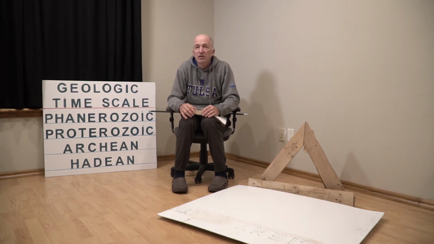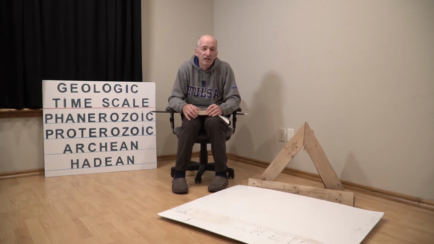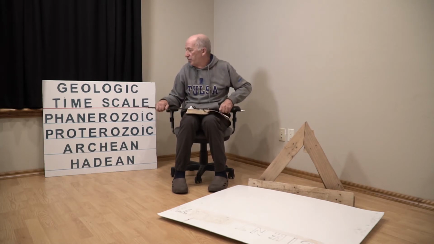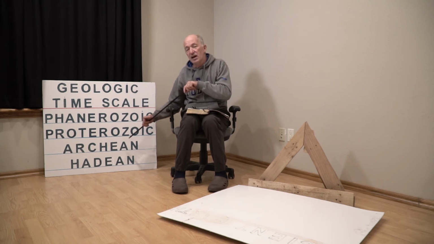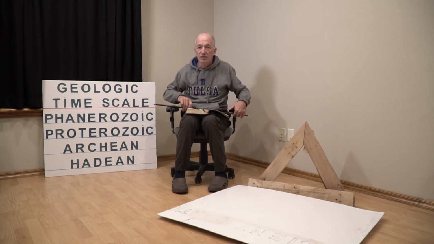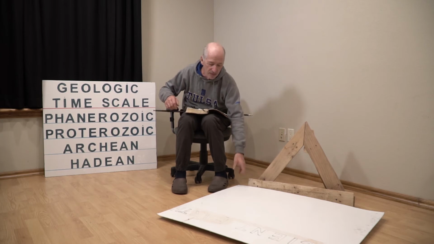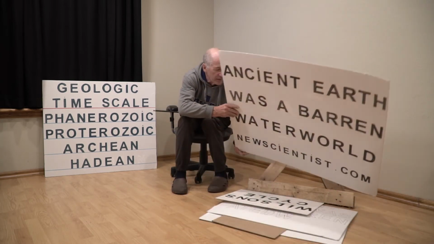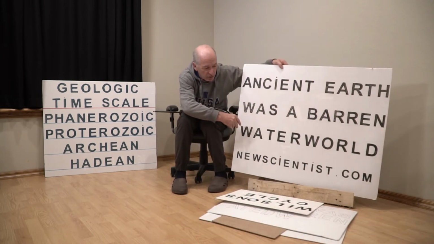And the initial geophysical estimations of how long it would take for an accreted planet the size of Earth to cool down sets the boundaries between the Hadean and the Archaean eons. But once it did cool down enough to host water, then ancient Earth was a barren water world.